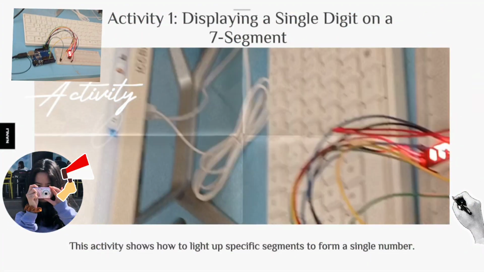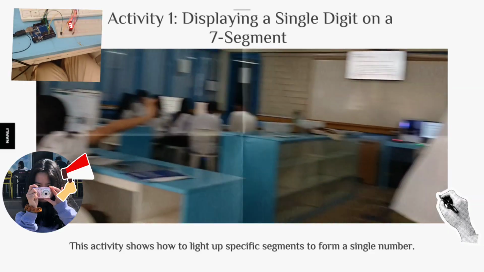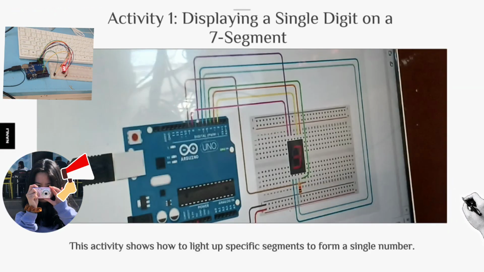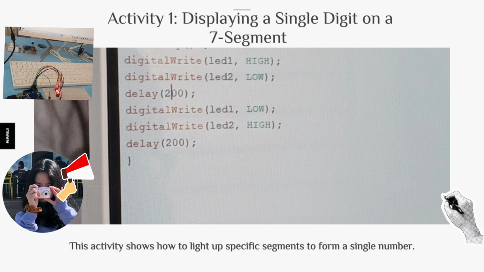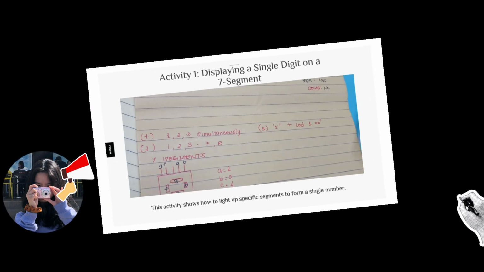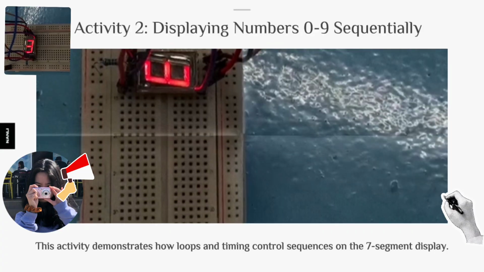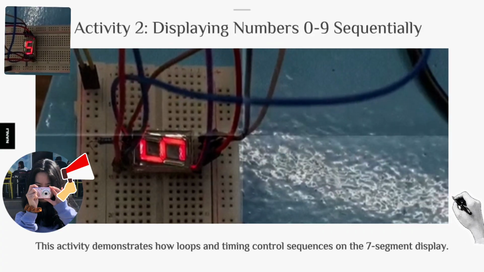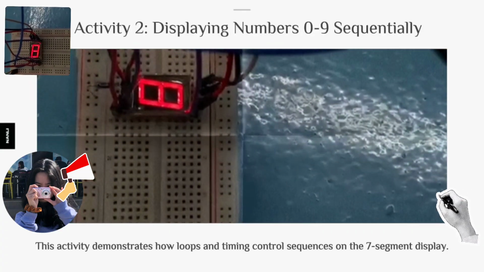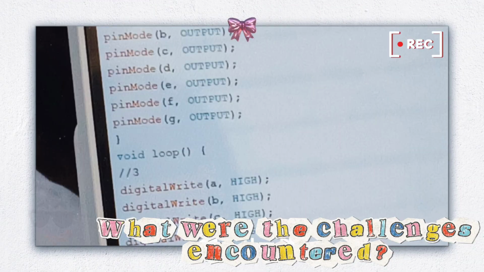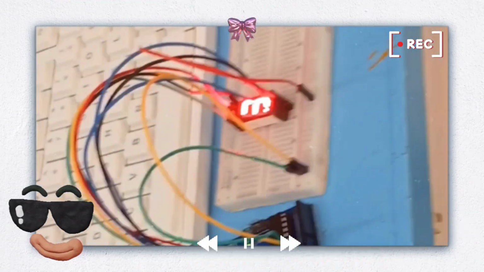Each segment is connected to a digital pin, and by setting them to high or low, the chosen digit appears on the display. It helps us understand pin mapping and how Arduino controls visual outputs. The Arduino is programmed to light up digits from 0 to 9 one by one. By looping through segment combinations, we create a counting display that updates automatically. It shows how simple lights can form meaningful outputs through coding.